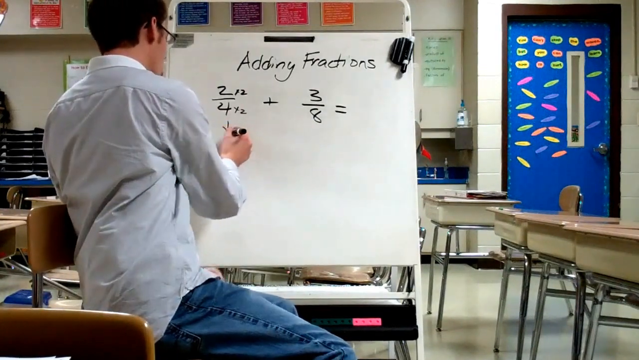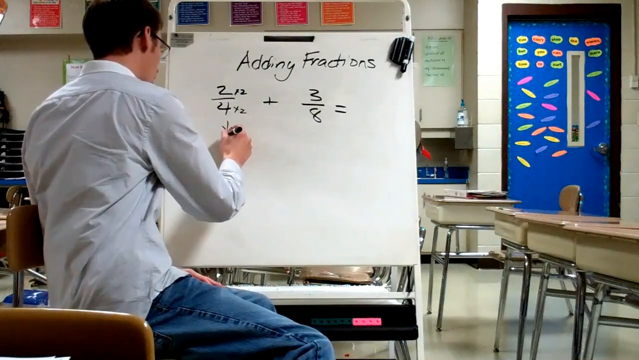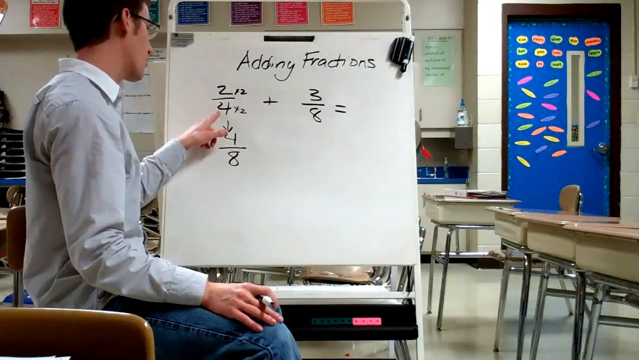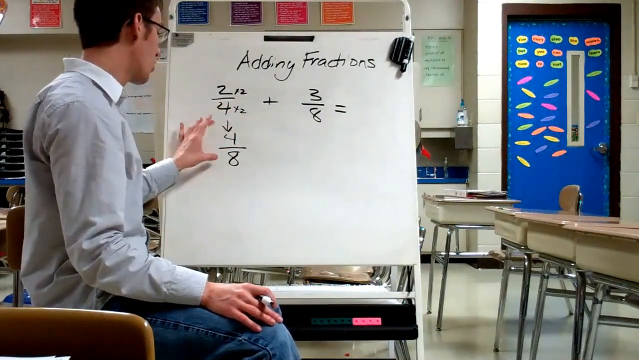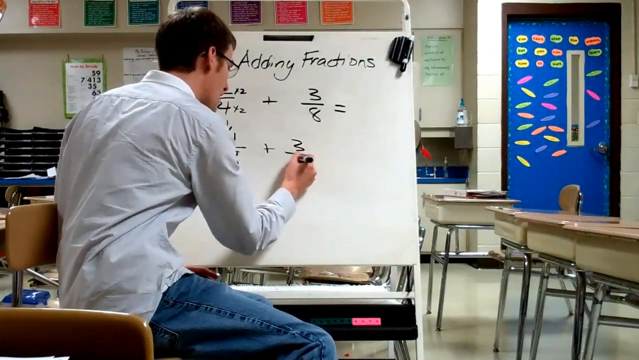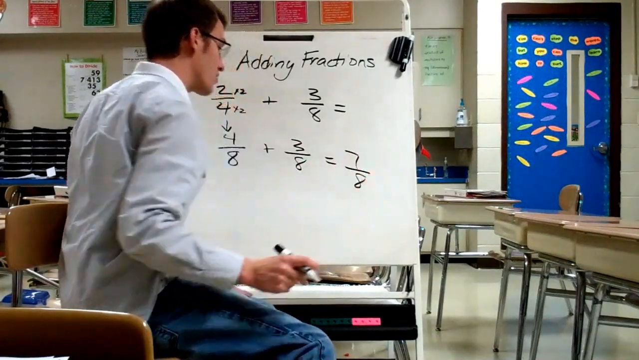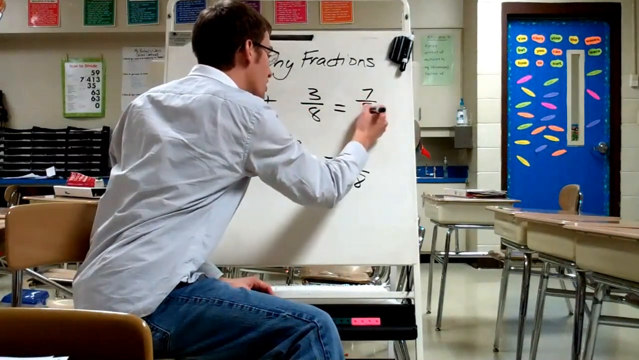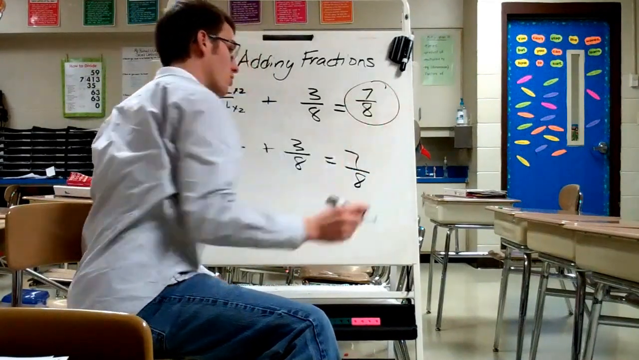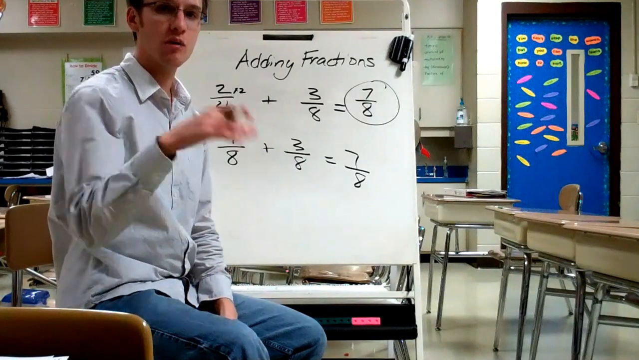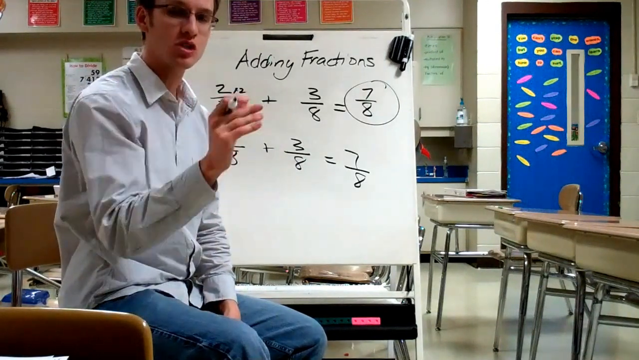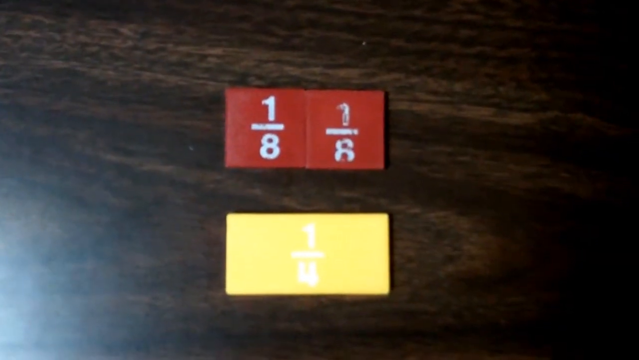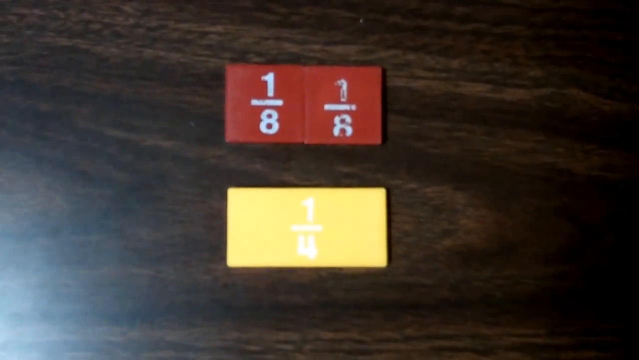In this case, your 2/4 is going to become 4/8. Because 2 times 2 is 4, and 4 times 2 is 8. 4/8 plus 3/8 equals 7/8. So in this case, 2/4 plus 3/8 equals 7/8. You need to remember that no matter what, whether you're comparing fractions, adding fractions, or subtracting fractions, your denominator needs to be the same.